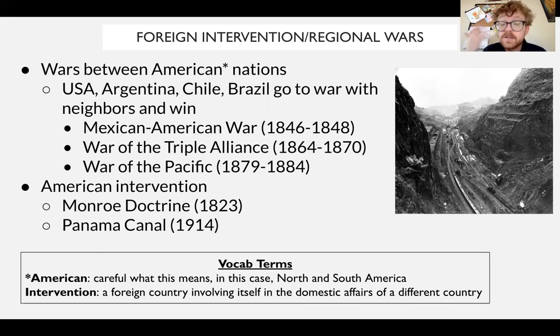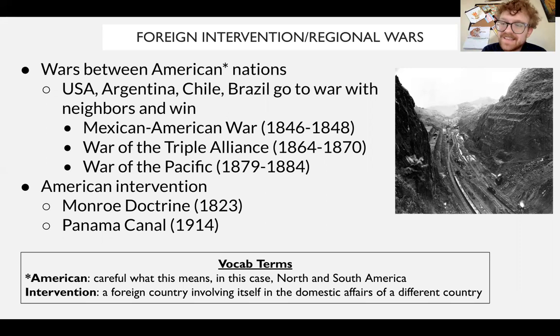Well, as we'll see, it's going to be the United States. In South America, who's going to dominate local trade? It's going to be countries like Argentina and Brazil. And to secure this economic dominance, we're going to see a lot of wars going on. And what are these wars? Well, we're going to see things like the Mexican-American War.